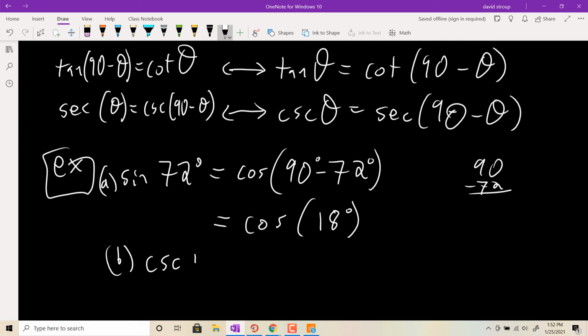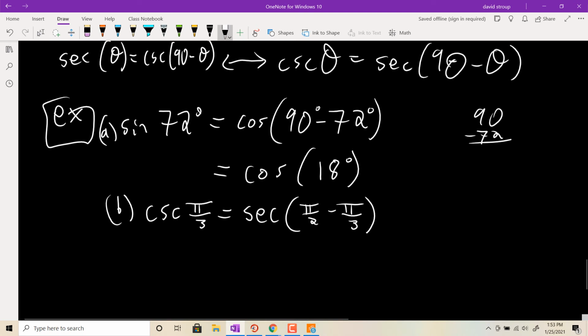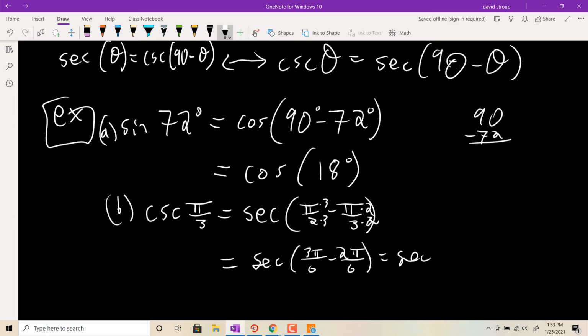So rewrite cosecant of pi over 3 as the secant of some angle. So cosecant of pi over 3 is equal to secant of pi over 2 minus pi over 3. And then you can reduce that by finding common denominators. Times 3, times 3, times 2, times 2. So you end up with secant of 3 pi over 6 minus 2 pi over 6, which is the secant of 1 pi over 6.